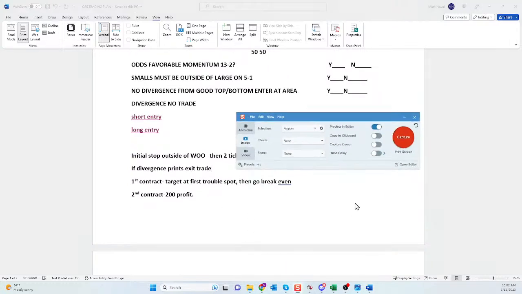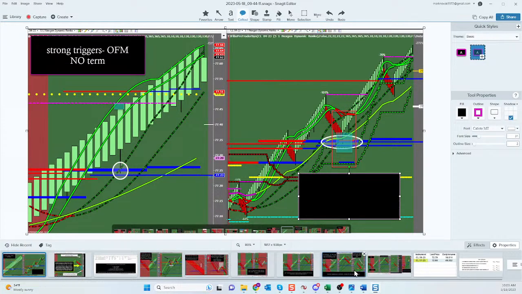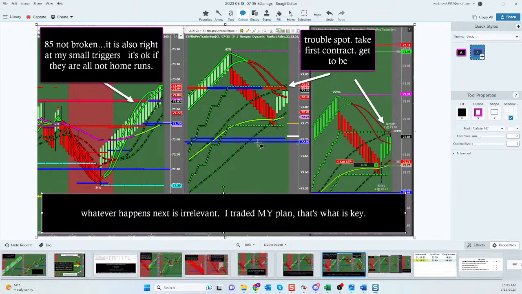And then guys, I took a trade this morning that fit that. And I want you to see something. 85 wasn't broken. Disregard the divergence. My plan may not be your plan. Because of the strong triggers, because of the strong bottom, because everything's set up on every chart, I entered at the area. My first target wasn't even 10 ticks, guys. It was 8 ticks in. I identified my trouble spot, and I got paid at that trouble spot and went to break even.